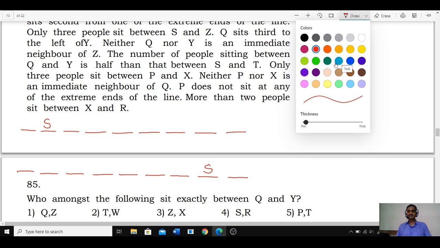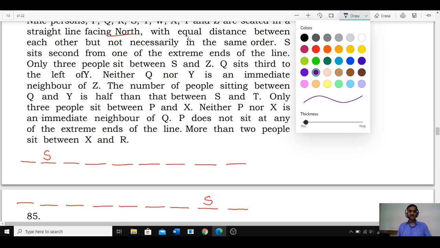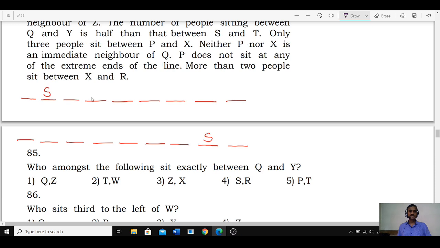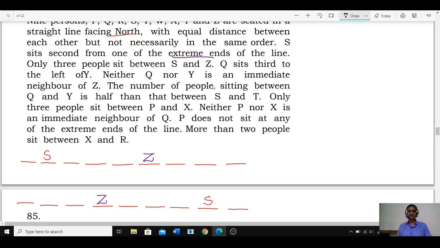Then next one. S is seated second from one of the extreme ends of the line. Only 3 people between S and Z. Between S and Z there must be 3 members, so Z is given. Between S and Z, there must be exactly 3 people.